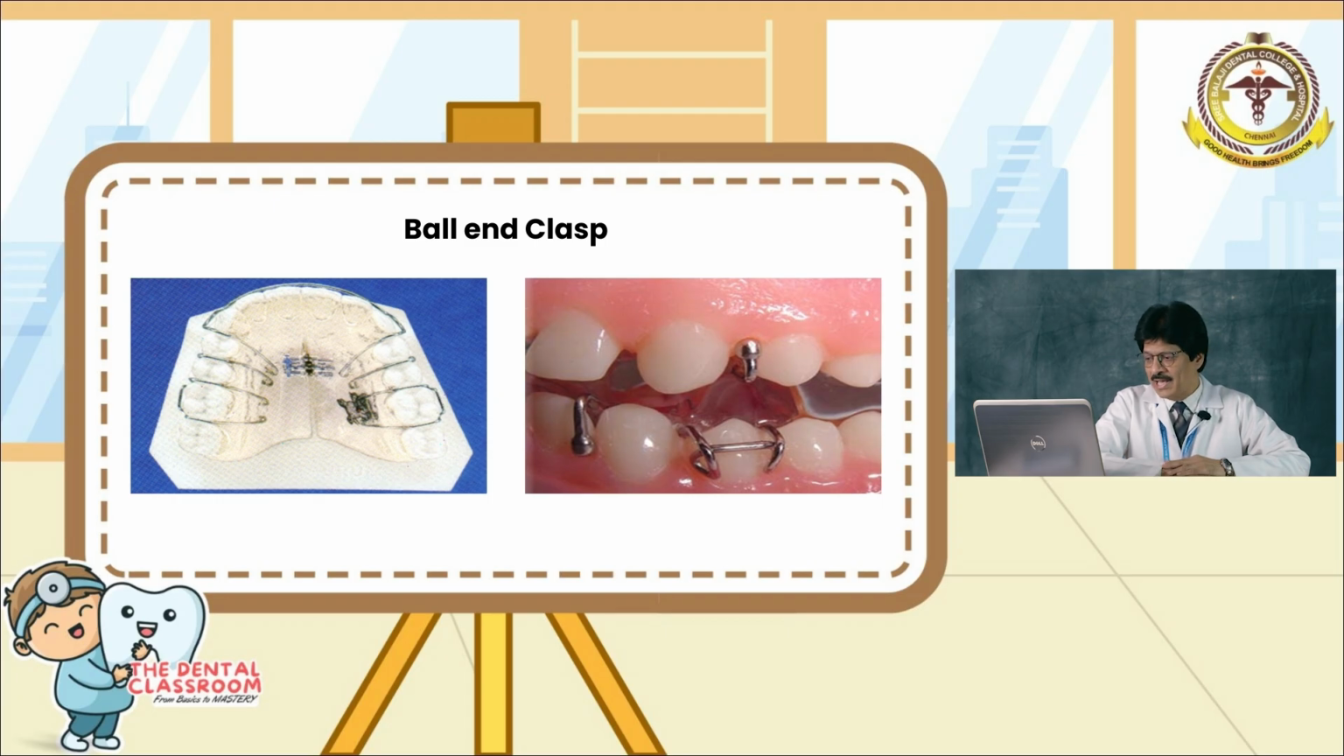block appliance, where this ball end clasp is made in between and adapted to the lower central incisors, and at times between the maxillary canine and the maxillary first premolar. This is for added retention.